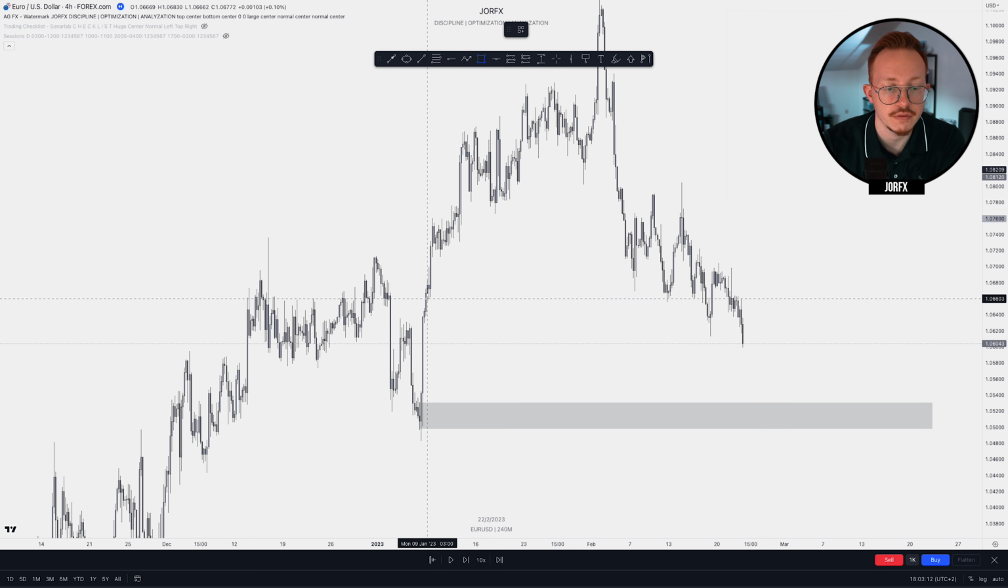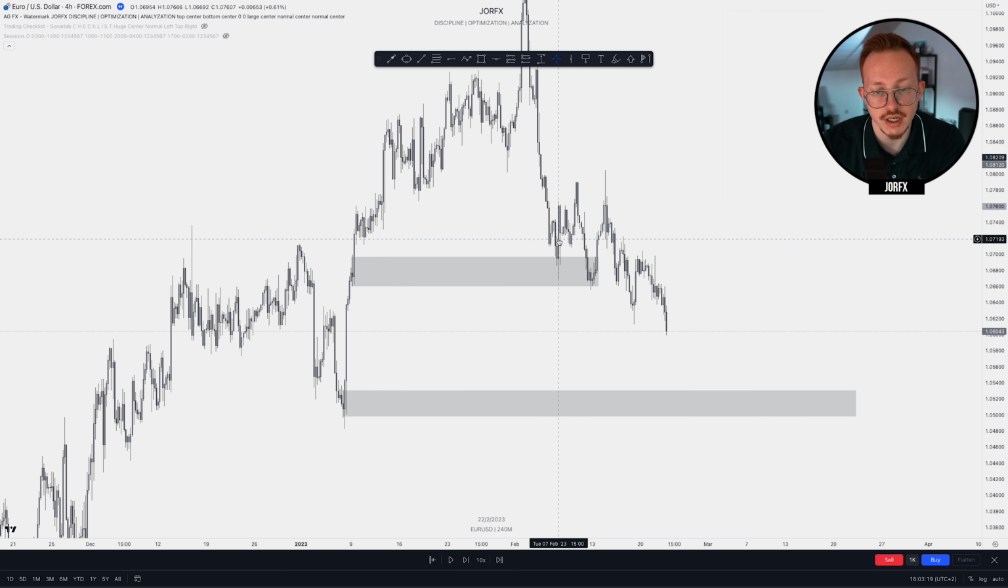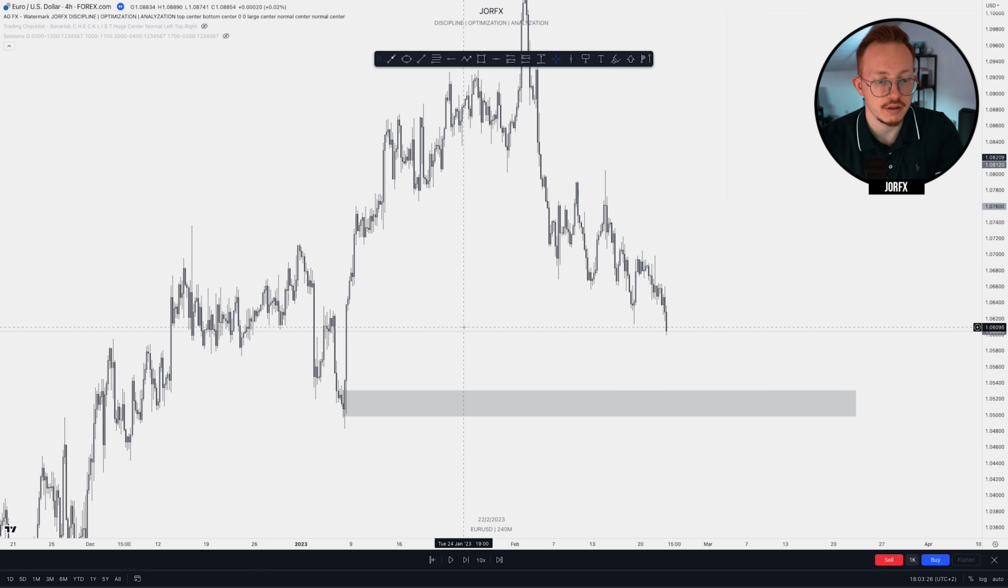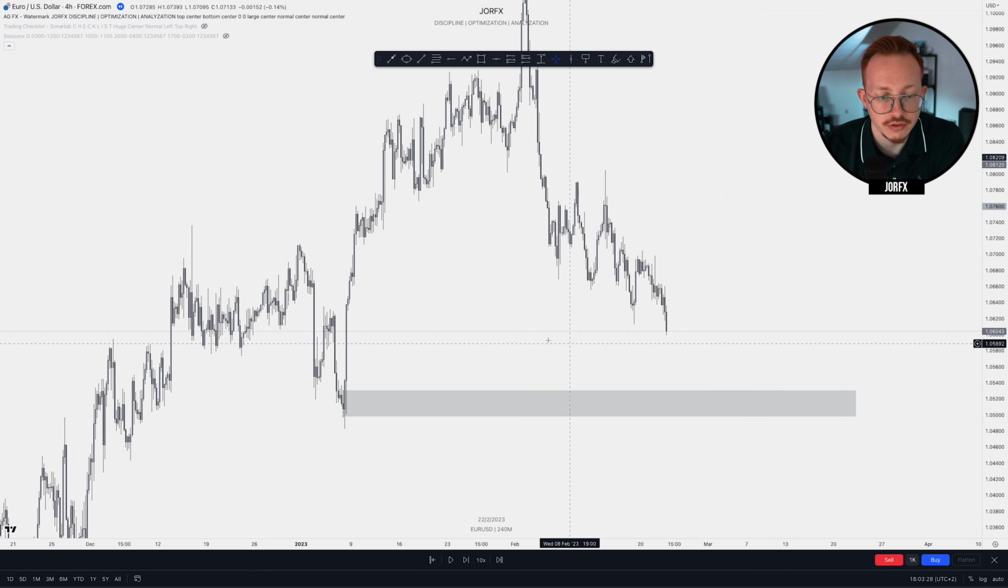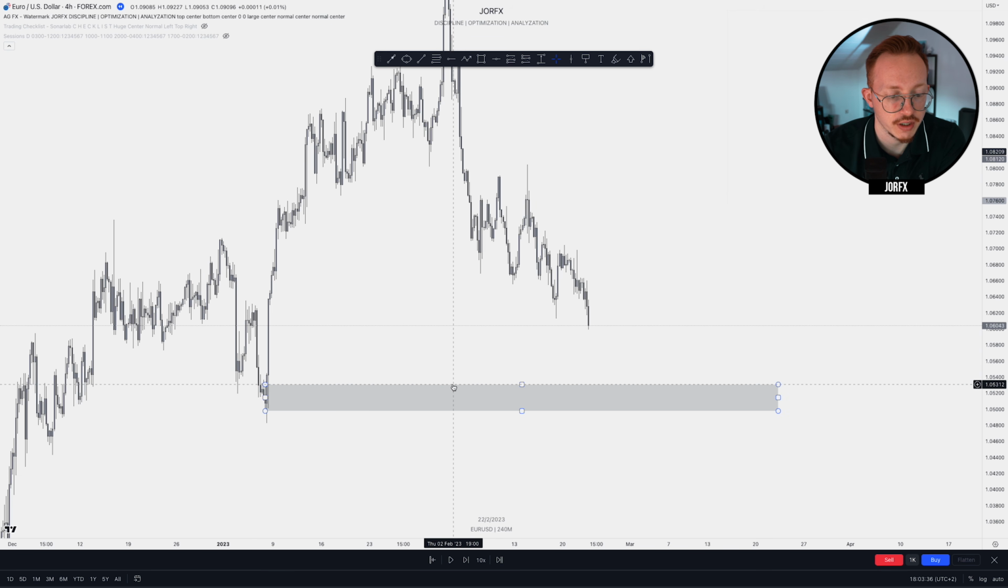Right here we have a 4 hour demand zone, but basically there's no point of me drawing this out because it is being ignored already. There was a reaction coming out of here, but as you can see, we broke straight through there. So right now, I'm basically just waiting until we are getting to the demand zone. Of course, there is a fair value gap right here, very big one on the 4 hour. But let's just see how it is going to react to this demand zone.